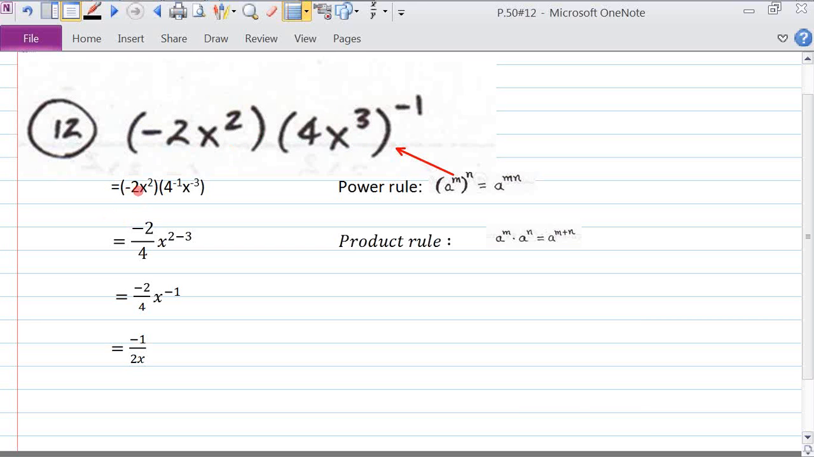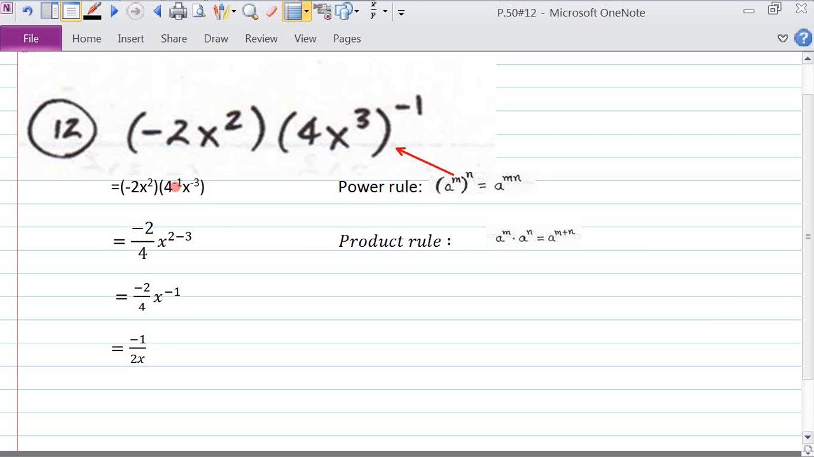So we have minus 2x squared. Now we're going to multiply 1, because this is 4 to the power 1, by minus 1, and we get minus 1. And then we're going to multiply 3 times minus 1 and get minus 3. So we've applied the power rule here. Now we have minus 2 and 4 to the minus 1.